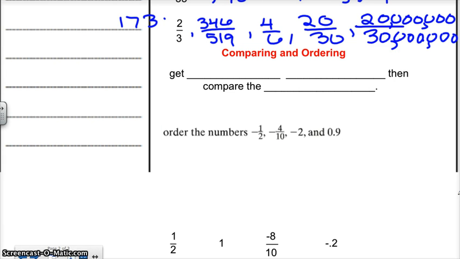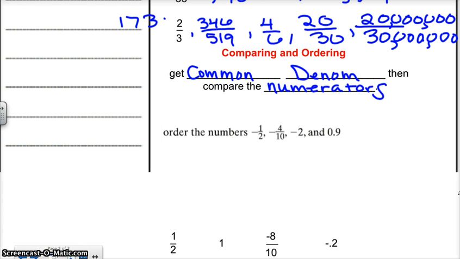We are going to compare and order. Next target: compare and order. We want to get a common denominator, then compare the numerators. When you compare and order, you want to get a common denominator, common denom, and then you compare the numerators. Now that's a technical way to do it.